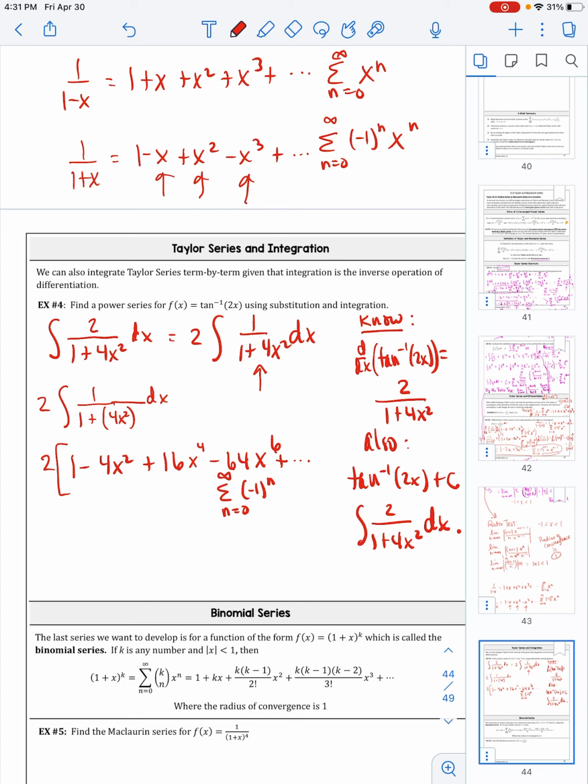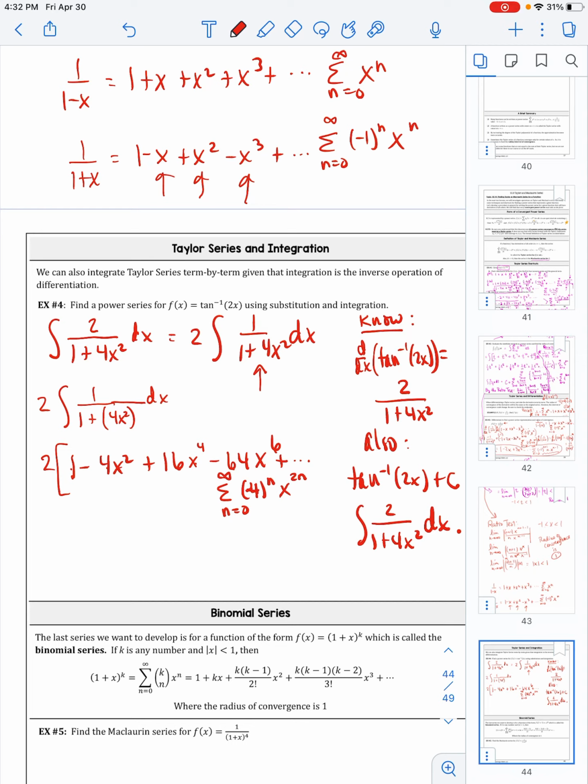Summation from n equals 0 to infinity. This still is changing from plus to minus, but this summation is going to be, instead of negative 1 to the n, it's actually going to be negative 4 to the n. Because negative 4 to the 0 is 1. Negative 4 to the 1, negative 4. Negative 4 to the 2 is 16. Negative 4 to the 3 is negative 64. So if we put in here negative 4 to the n, that will give us all of our terms.